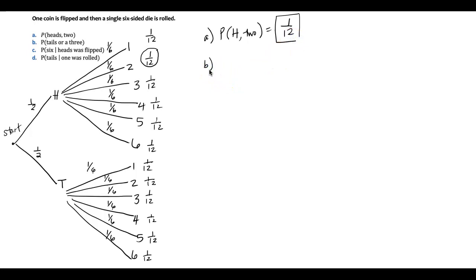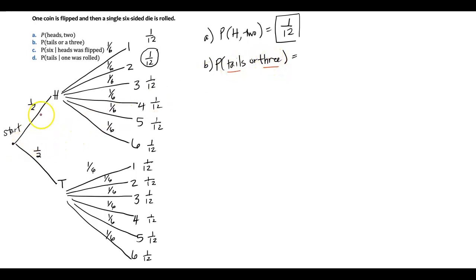Part B is a little bit different. It says find the probability of a tails or a 3. Now in this case, because of the or, we're going to look at any branch, and I'm going to circle them in red, any branch that has a tails or any branch that has a 3, and using the inclusive version of the word or, it could have a tails and a 3 both.